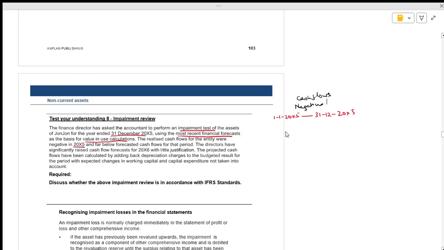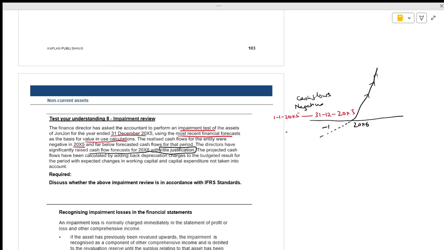And far below the cash flows for that period, the directors have significantly raised the cash flows with little justification. The projected cash flows have been kept. Here it is negative, going like this. This is the graph. It is negative. Immediately after, from 2006 onwards, they have increased the cash flows.